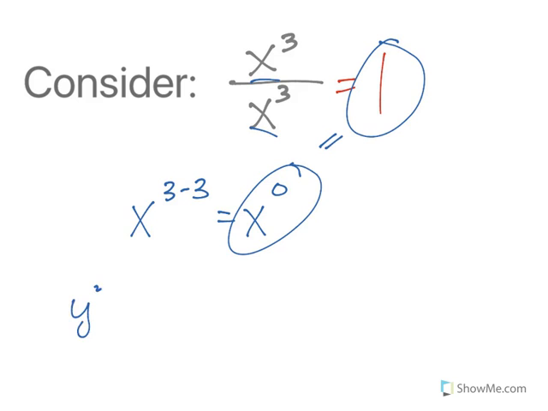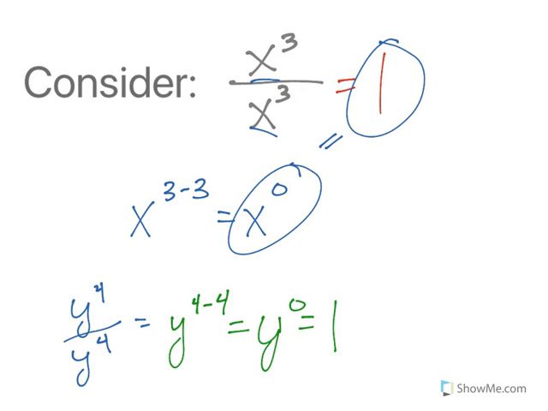Works the same if I would do y to the 4th over y to the 4th. By my quotient rule, 4 minus 4 gives me y to the 0. But anything over itself is 1. So the rule is anything to the 0 power, so a to the 0, where a is any value, is 1. Anything to the 0 power is 1, always.